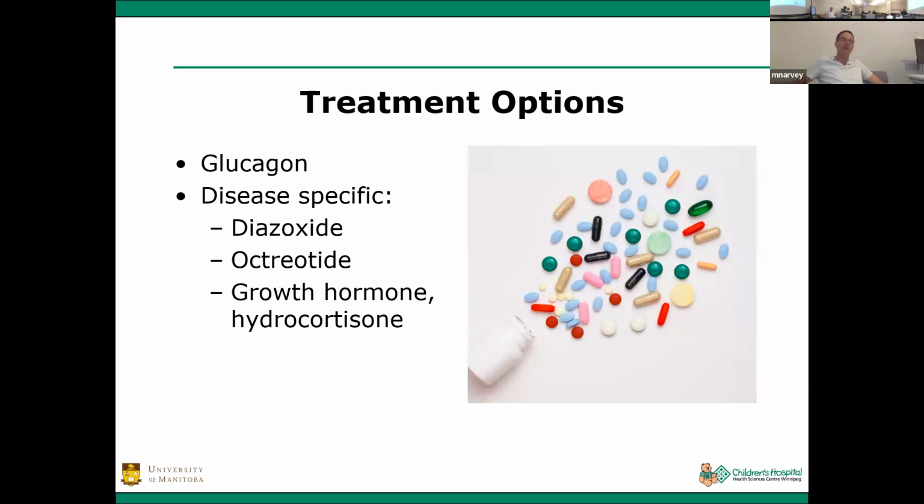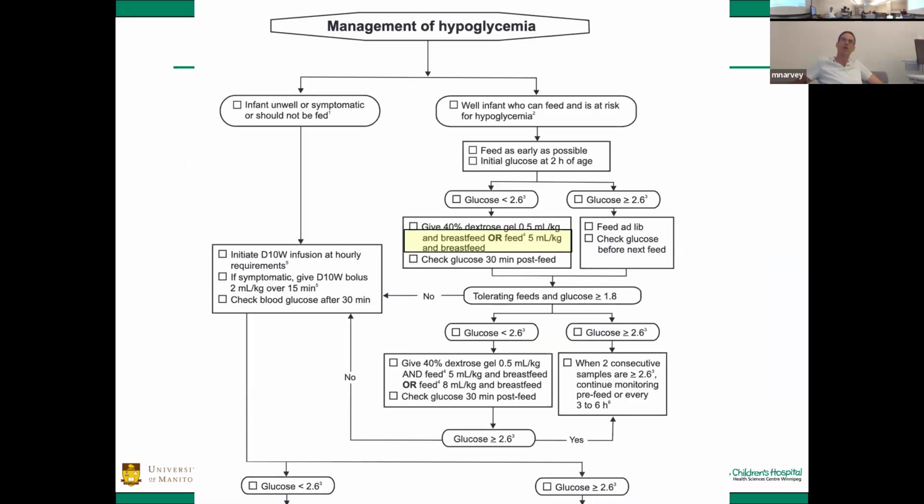Glucagon, I've never used. Never once have I ever ordered glucagon, but I know in Toronto they love it. And when I talk to my colleagues in the East, they're always shocked that I've never used glucagon. Disease specific, so diazoxide antagonizes insulin, octreotide, growth hormone, and hydrocortisone are effective treatments, but we don't typically use them. There are centers that use hydrocortisone. I haven't seen very many use octreotide or growth hormone, unless you're growth hormone deficient. This just very quickly, this is from the Canadian Pediatric Society statement.